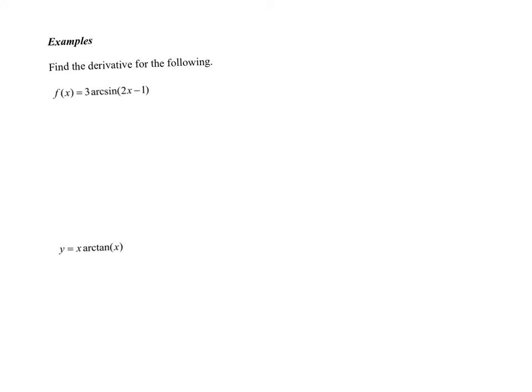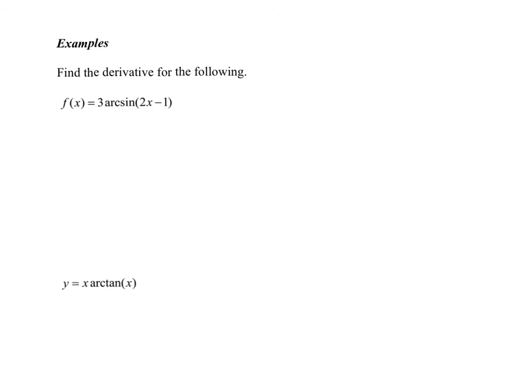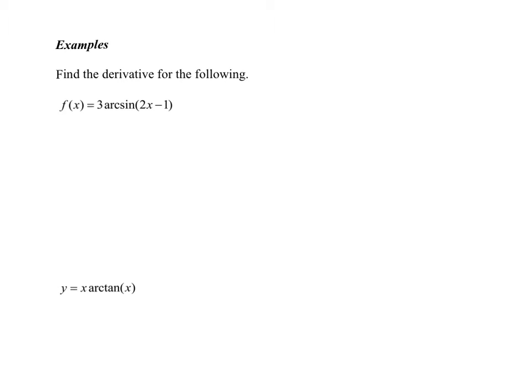So for this first one I have the derivative of just 3 arc sine of 2x minus 1. Now, unfortunately, this has an inside. It has 2x minus 1. If we remember what the derivative of the regular arc sine is, I'm just going to write that here so we remember. That's going to be 1 over the square root of 1 minus x squared.